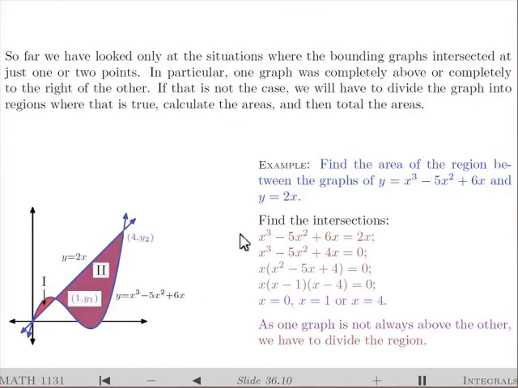So I divide the region into two. In the portion marked 1, the curve is above the straight line. X goes from 0 to 1. In the part marked 2, x goes from 1 to 4, the straight line 2x is above the curve. We'll set up the integrals for the areas of the two regions separately.